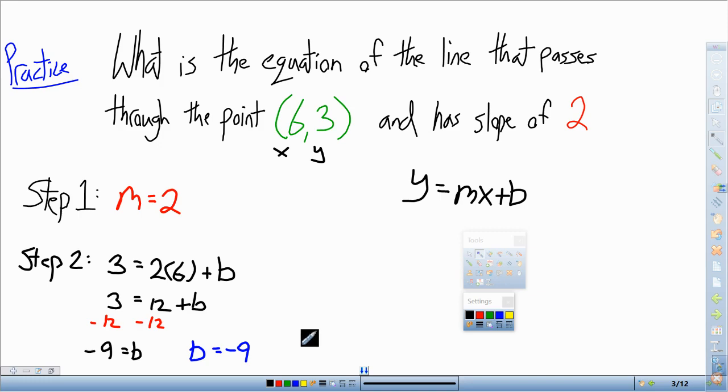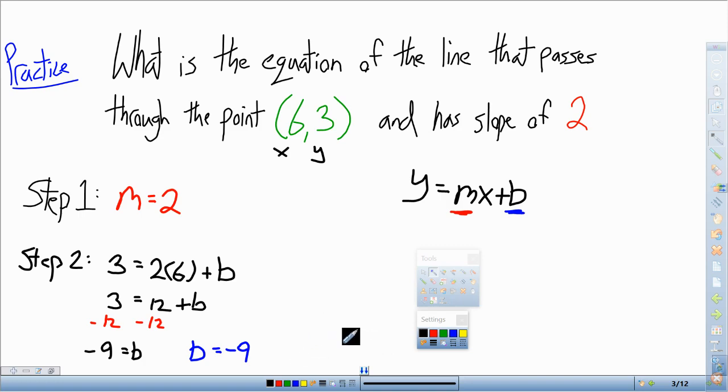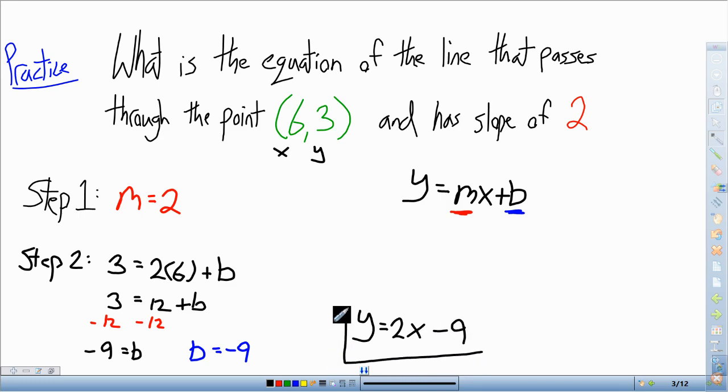All right, now we can write our equation. Again, remember, when you write the equation in slope-intercept form, all we're doing is plugging in our slope and our y-intercept. X and y are part of the form, that just stays x and y. So last thing, y equals our slope of 2x, and then our y-intercept, which is a negative 9. So we don't put plus negative 9, just put minus 9. And there it is. That is the equation of the line that passes through (6, 3). It has a slope of 2.